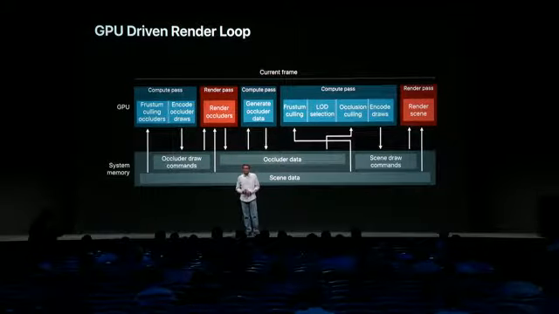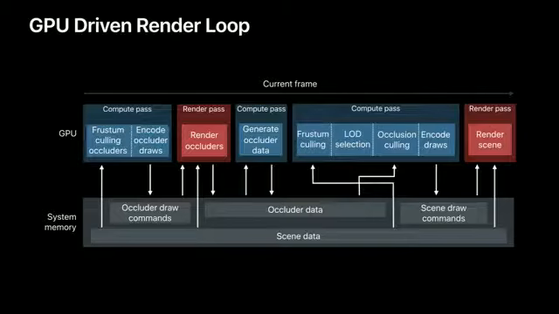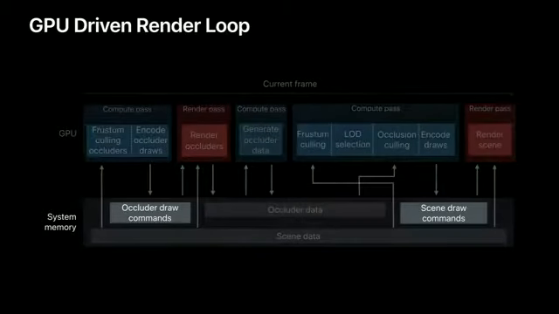Now, it is clear that we need at least two things to be able to build this render loop on the GPU. First, raw commands. We need a way to encode raw commands on the GPU so that the compute pass can encode the commands for the render pass. And the building block that Metal provides to support this is indirect command buffers.